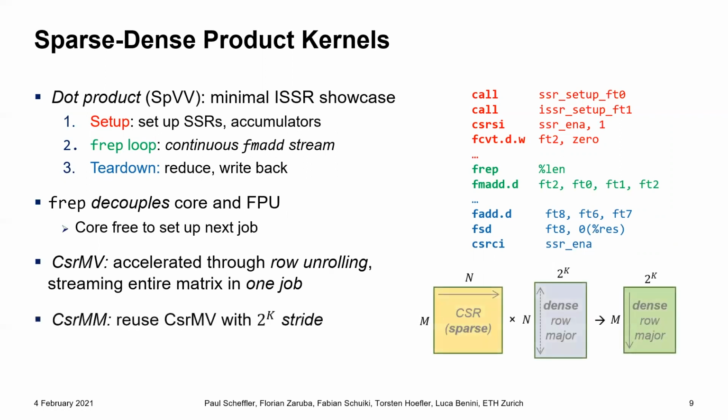And then finally, we even did a CSR matrix multiply kernel, which reuses the CSRMV kernel, but introduces a 2 to the k stride so that instead of multiplying a CSR matrix with a column major matrix, we are able to keep everything row major, which is very useful.